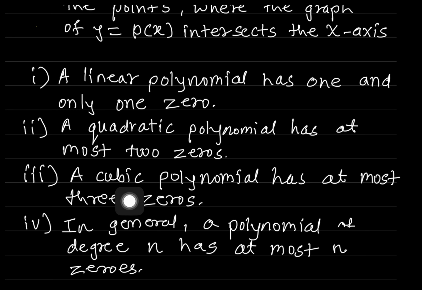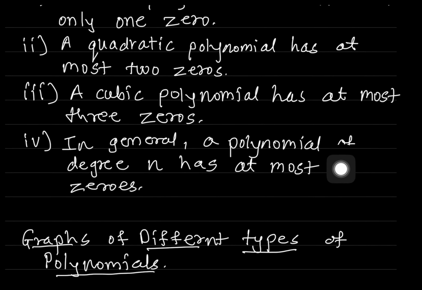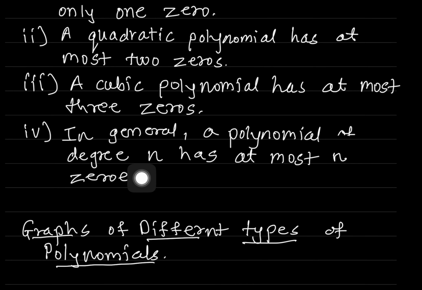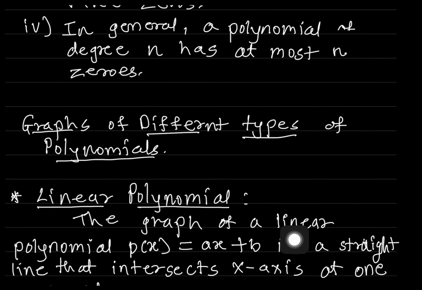For a cubic polynomial the degree is 3, for quadratic the degree is 2, and for linear the degree is 1. So if the degree is 1, you will get only one zero. Quadratic, degree 2, has at most two zeros. Cubic, degree 3, has three zeros. In general, a polynomial of degree n has at most n zeros.